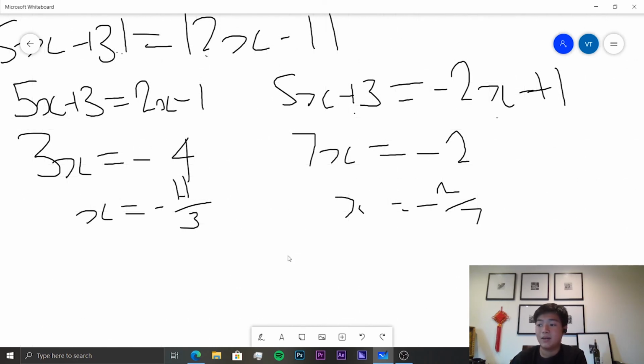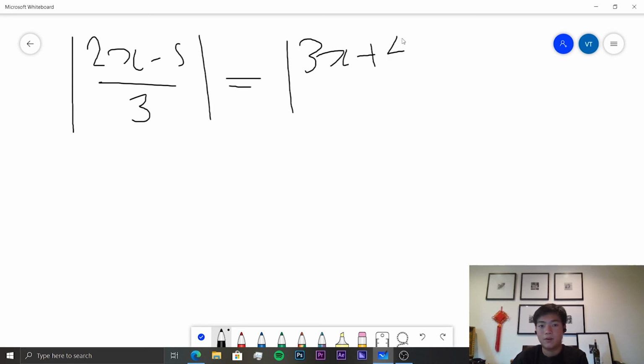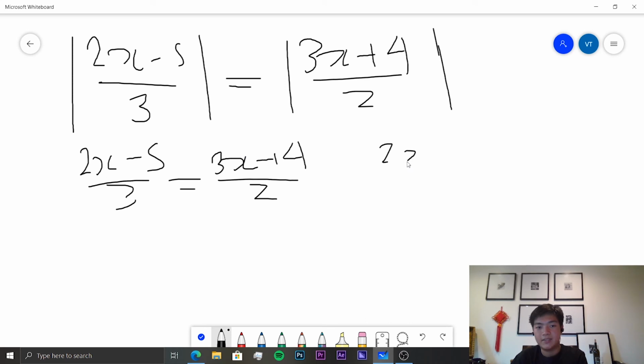So finally, we got to move on to the final question, and that would be the absolute value of 2x minus 5. Oh, did I jump a question? Oh, I did. No, because I'm doing even ones. Anyways, let's do this one for fun. So the absolute value of 2x minus 5 over 3 is equal to 3x plus 4 over 2. Of course, again, we have two cases. First of all, 2x minus 5 over 3 actually equals 3x plus 4 over 2. And the second case is that it equals the negative version, which is negative 3x minus 4 over 2.